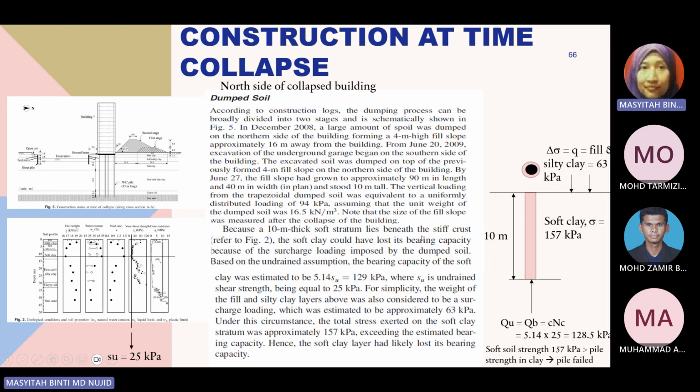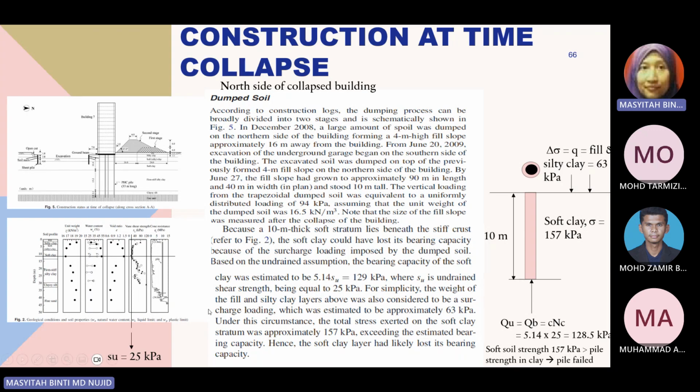Then the 10-meter thick soft stratum lies beneath the stiff crust. The soft clay could lose its bearing capacity because of the surcharge loading imposed by the dump soil. Based on the undrained assumption, the bearing capacity of the soft clay was estimated to be 5.14 Su. So 5.14 is the bearing capacity factor for undrained clay at phi equal to 0.